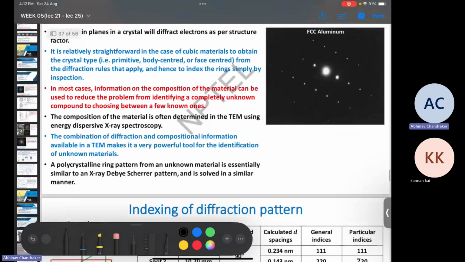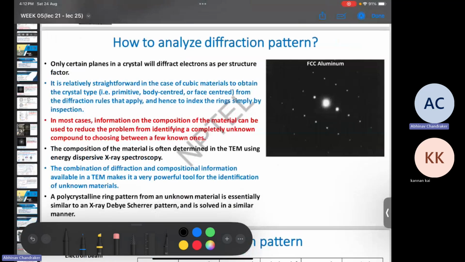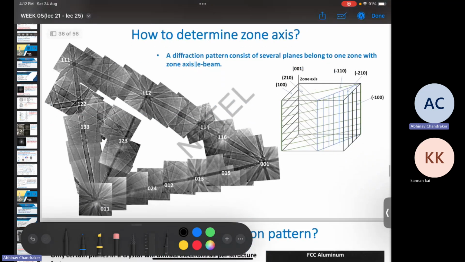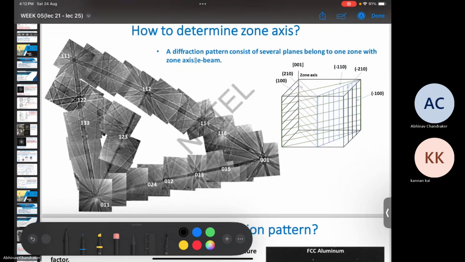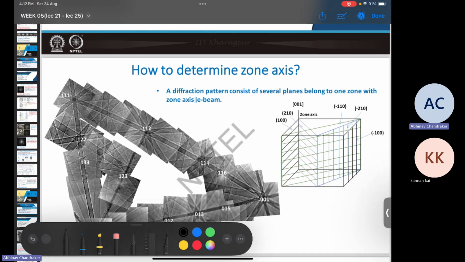But now, how can you correlate this to the orientation of the crystal which you have? To do that, we have something called zone axis, and this is basically an axis or a direction which is perpendicular. So zone axis is basically a direction, and all the planes which have their normals perpendicular to the zone axis are called planes of the same zone.